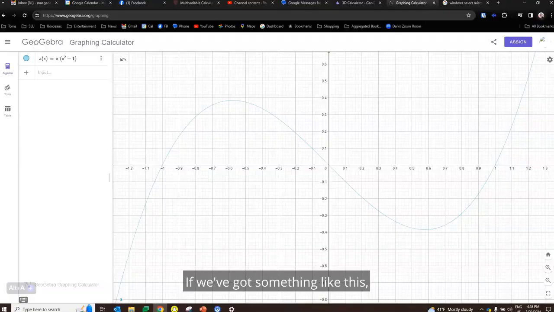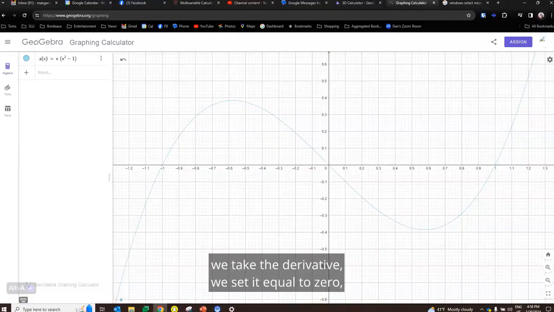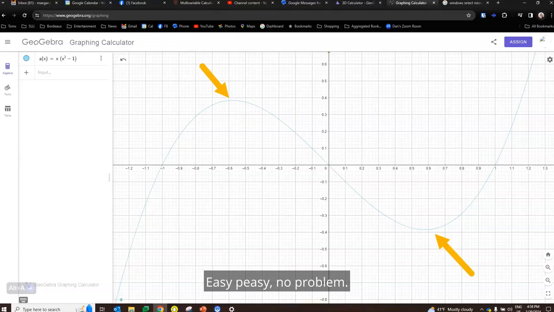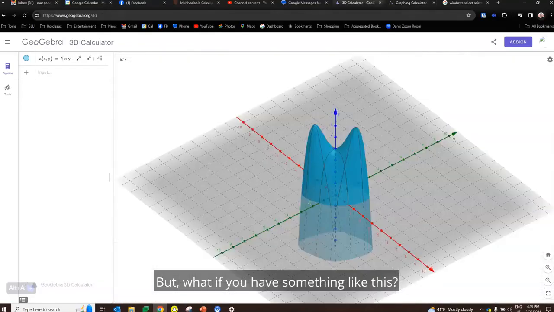You're right. If we've got something like this, we take the derivative, we set it equal to 0. It's real easy to get the critical points. There's one here, and there's one down here. Easy peasy, no problem. But what if you have something like this?